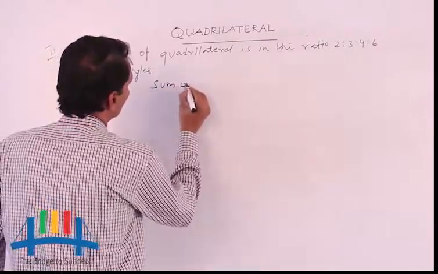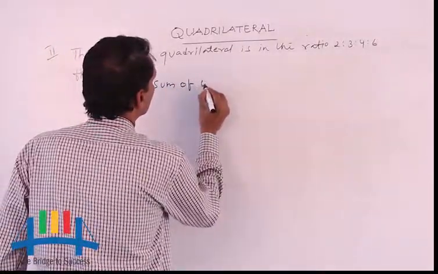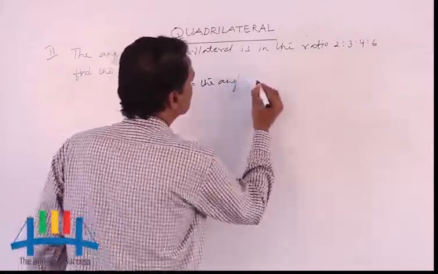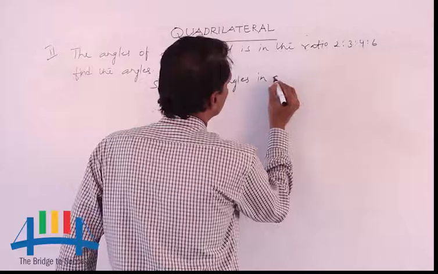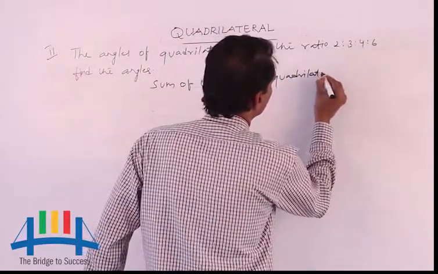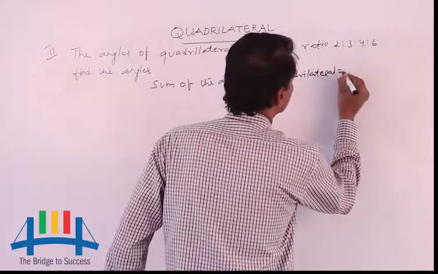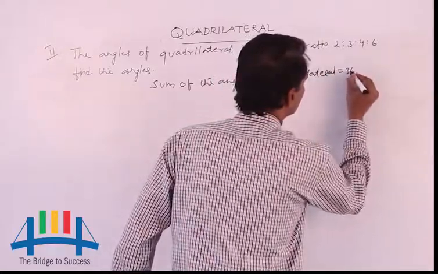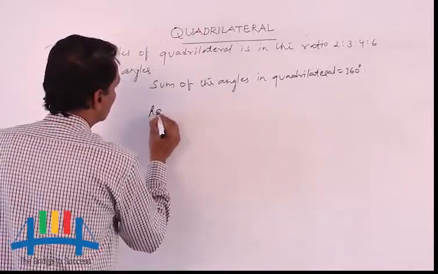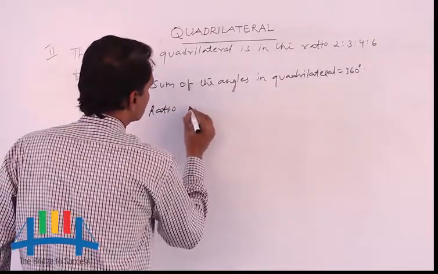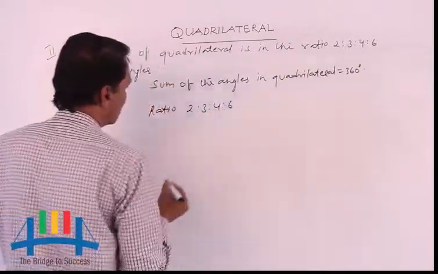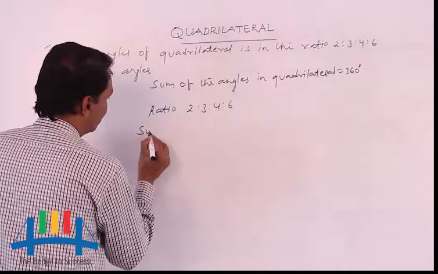Sum of the angles in a quadrilateral is equal to 360 degrees. Okay, what is the ratio given to you? The ratio is given as 2:3:4:6. Okay, let's find the sum of the ratio now.